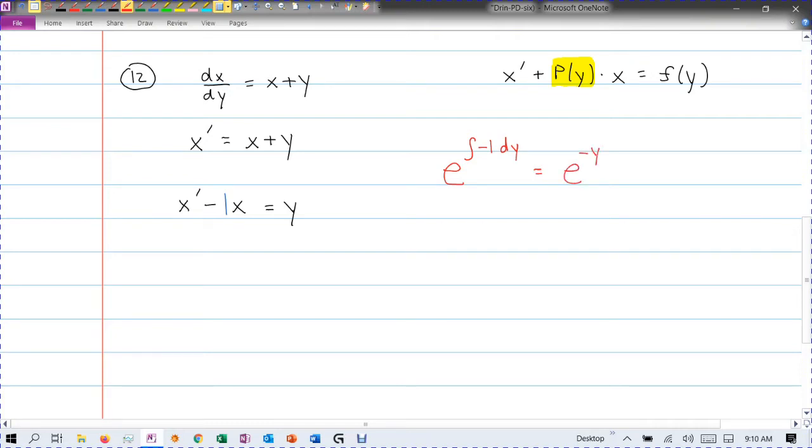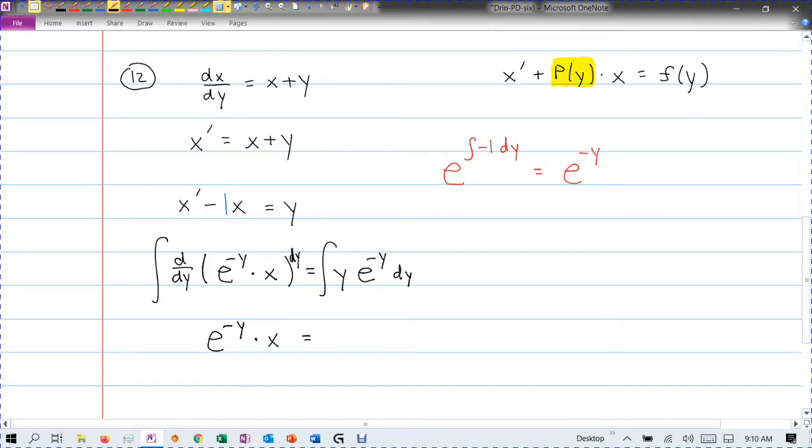Okay, so now we multiply both sides by that, and I will start going shortcut again. I'm just going to get right to it. The left side we know is d dy, not dx, of our integrating factor times x, and then equals the right-hand side, y times our integrating factor. And now we're going to integrate this with respect to y on both sides. So when we do that, the left-hand side is e to the -y times x equals, now we need to do this integral with respect to y. I said it, but I didn't write it, so I'll do that over here on this side.